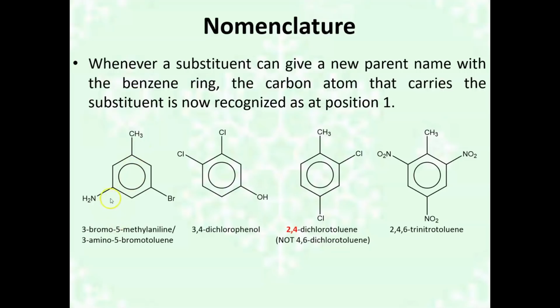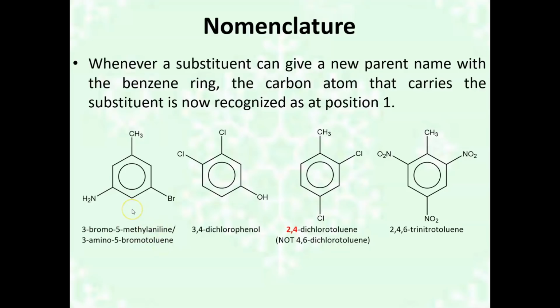Then the bromine or the NH2 will be position 3. How do you decide which one is at position 3? We need to number them according to alphabetical order. NH2 is amino with the letter A, and bromine is bromo with the letter B. So amino is first, then bromo. So lastly, the answer will be 3-amino-5-bromotoluene.